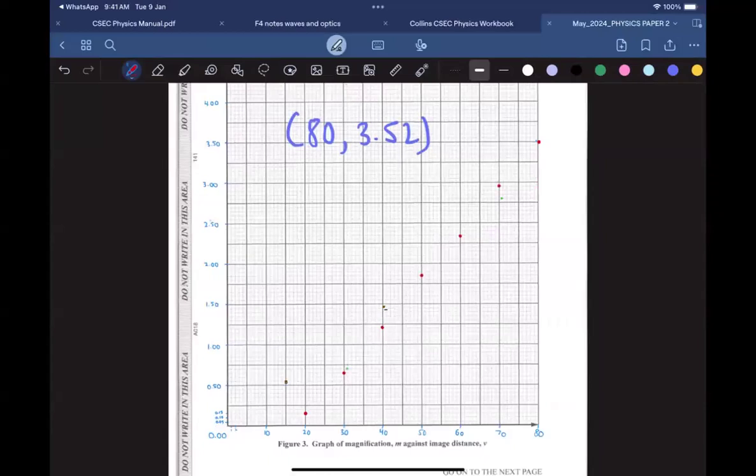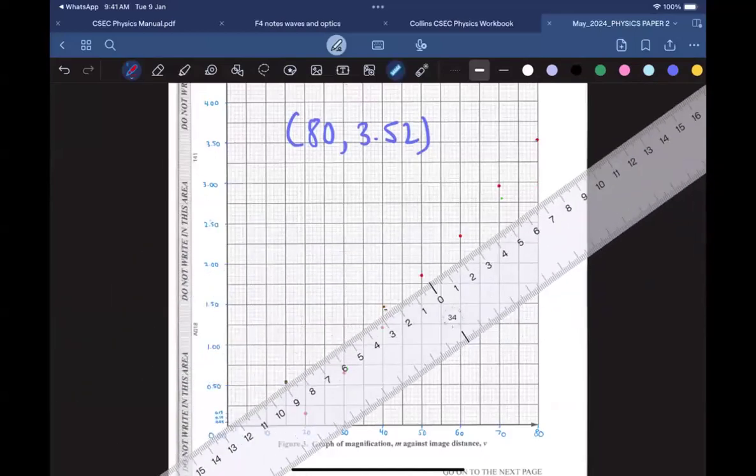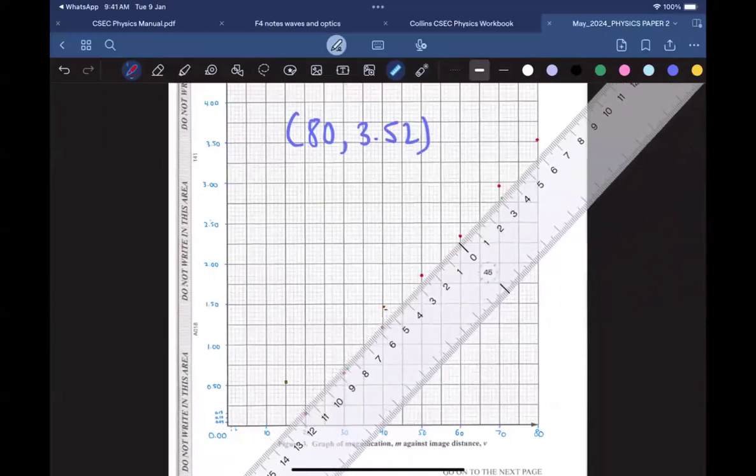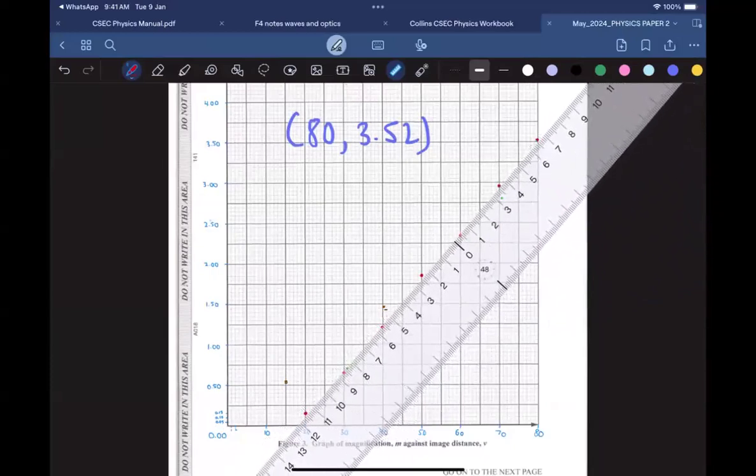Right? And as you all could see, that's a perfectly straight line. Well, I mean, not perfectly straight, but oh well. It's straight enough.